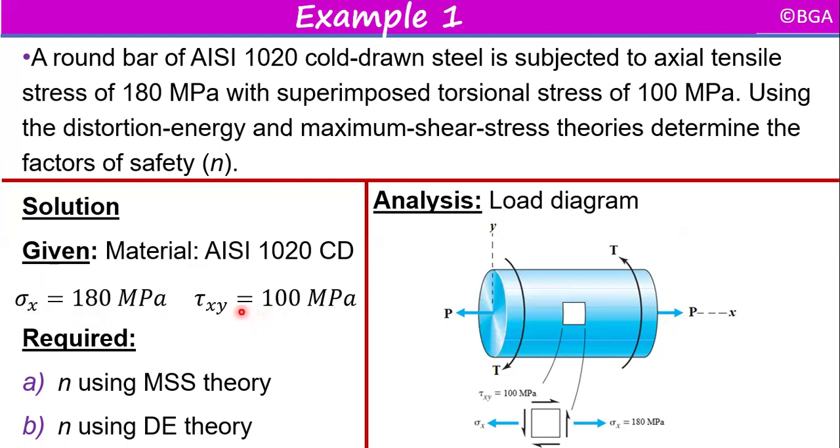Now, using this load applied on the bar, we are going to find our factor of safety using MSS and DE theories. This is the stress element on the surface of the bar, shown in plane stress form, with sigma x, and this is tau xy, which is the shear stress.